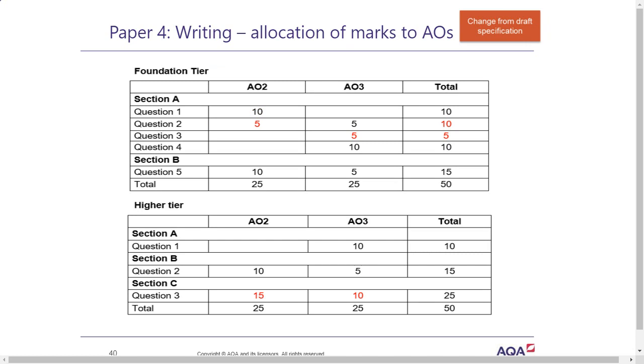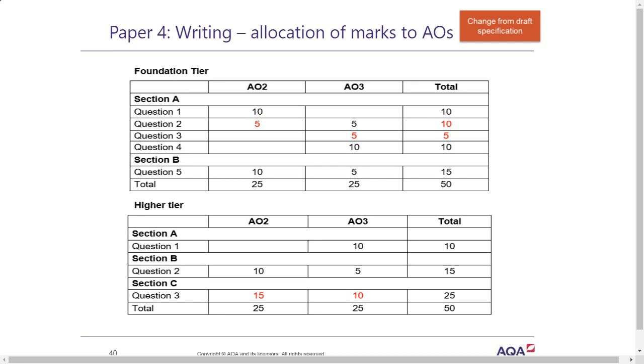Here you can see how the marks and which assessment objectives are allocated to the different questions at each tier. You can see that there is a new question which has been added at foundation tier for 5 AO3 marks, and the total marks for question 2 have been reduced to 10 with an equal weighting between AO2, responding to written language, and AO3, knowledge of vocab and grammar.